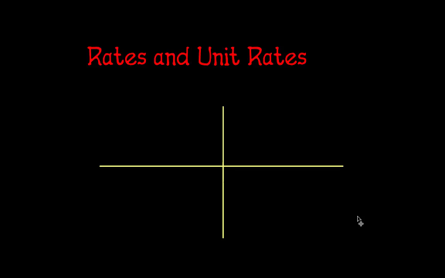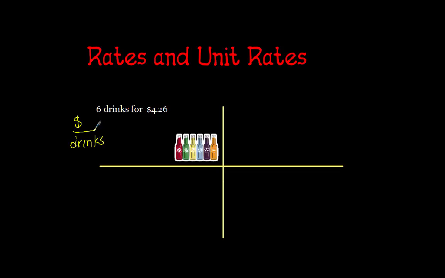That sounds good. Let's look at some examples. Let's find the rate and unit rate for 6 drinks that cost $4.26. First thing I need to do is write my categories. This is talking about money and drinks. So my rate is $4.26 for 6 drinks. And what I want to find is how much it costs for 1 drink.